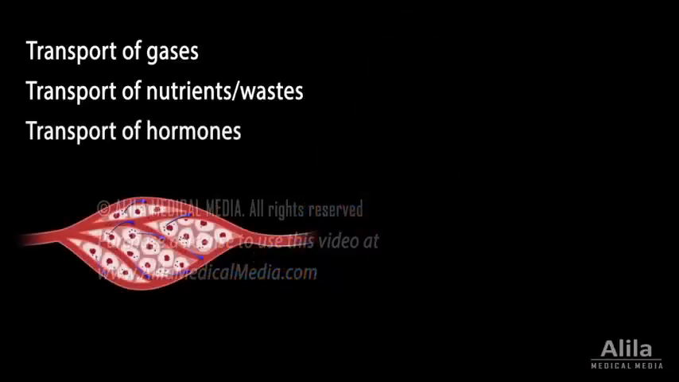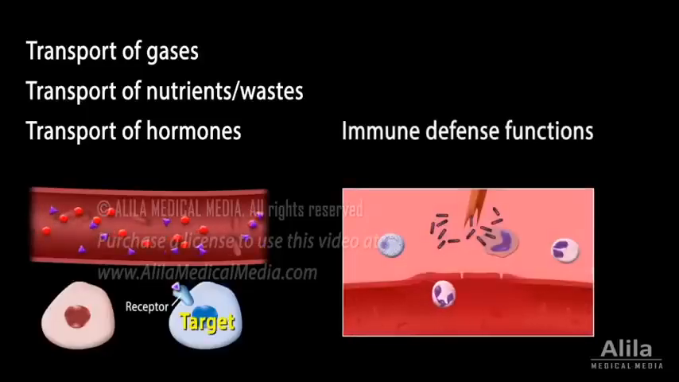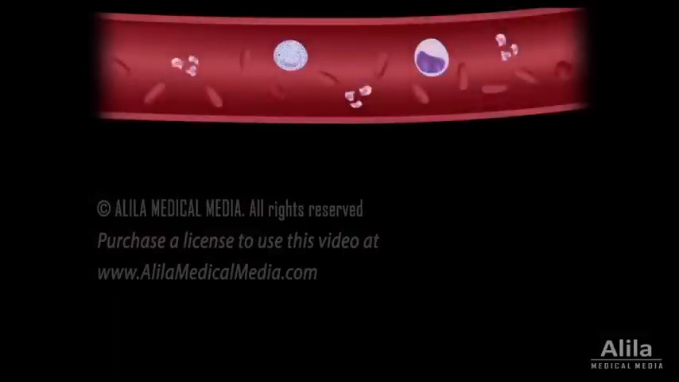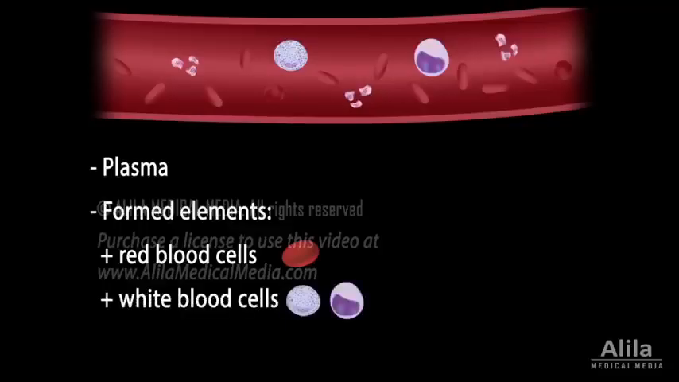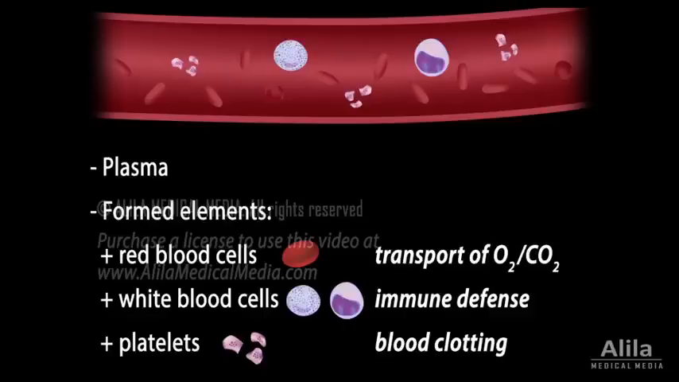The blood also carries hormones from endocrine glands to target organs and plays an important role in the body's immune defense. The blood has 2 main components, a clear extracellular fluid called plasma, and the so-called formed elements which include red blood cells, white blood cells, and platelets. Red blood cells transport oxygen and carbon dioxide. White blood cells participate in various defense mechanisms against invading organisms, while the platelets are responsible for blood clotting, minimizing blood loss during an injury.